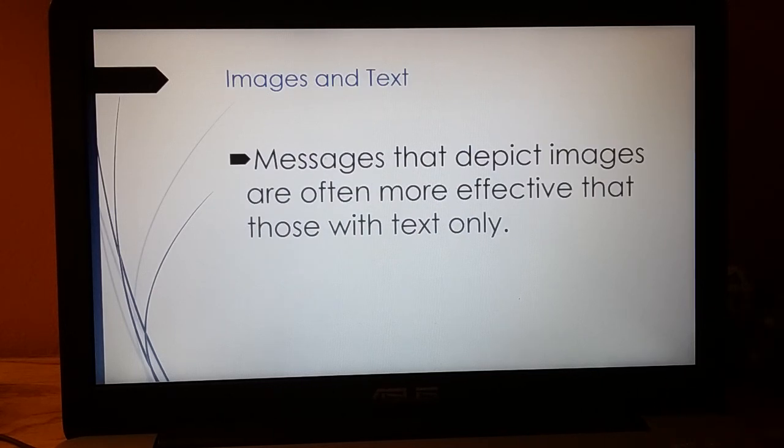Okay, so images and text. They depict some sort of image. Generally speaking, it's better to use an image than it is just to use text only. There is the old saying, a picture is worth 1,000 words, which is very true in advertising. So people tend to remember that better.